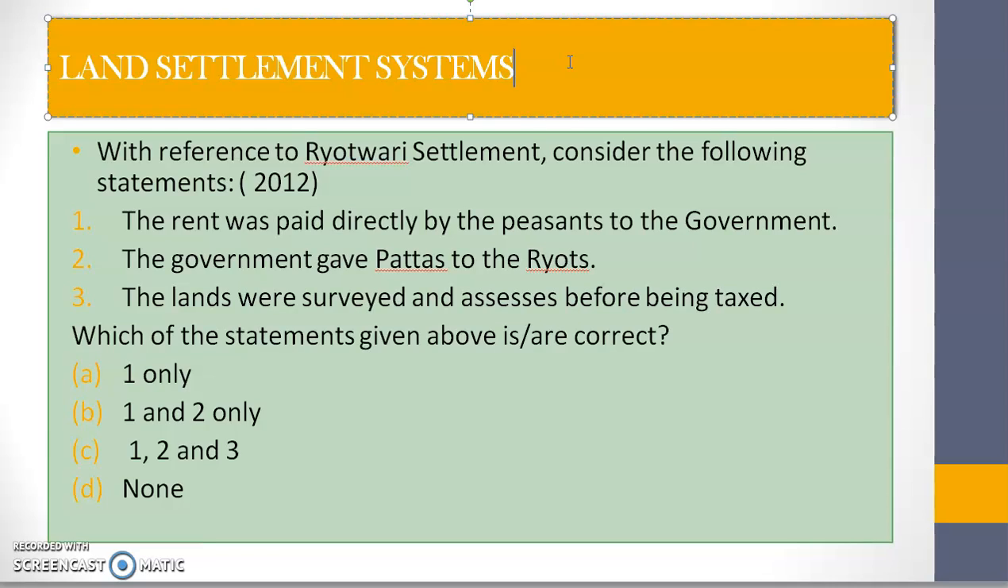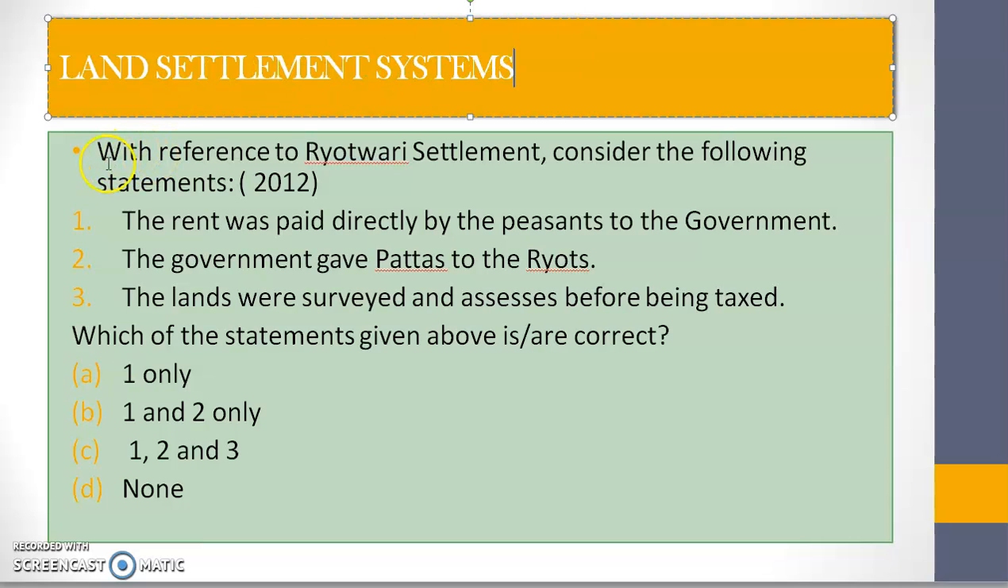Now today I'll show you how you can put the Ryotwari Settlement in the framework which I just suggested, and you can do the same for the Permanent Settlement and Mahalwari Settlement. However, if you want me to take up the Permanent Settlement and Mahalwari Settlement also, then do let me know in the comment section below. I will come up with a different class on land settlement systems. Okay, having said that, let us dive into the questions.